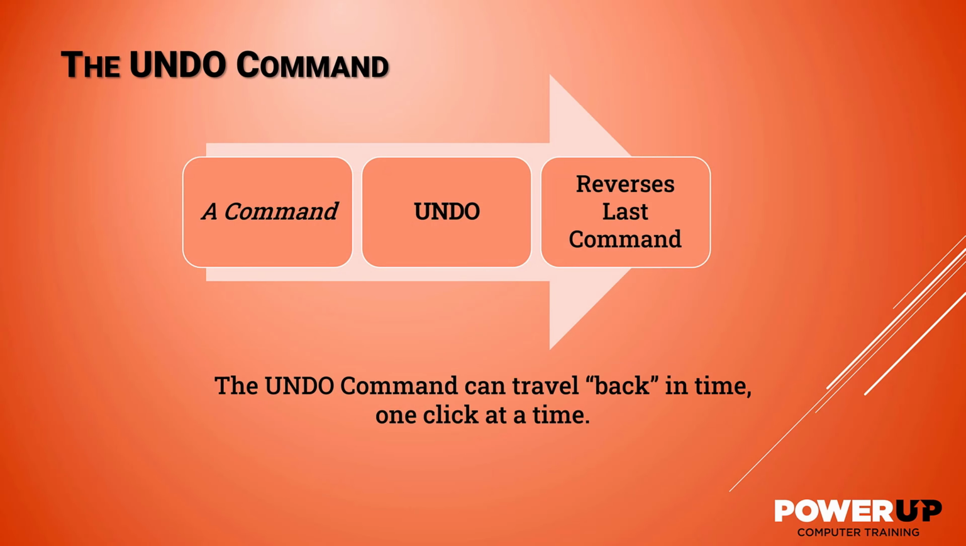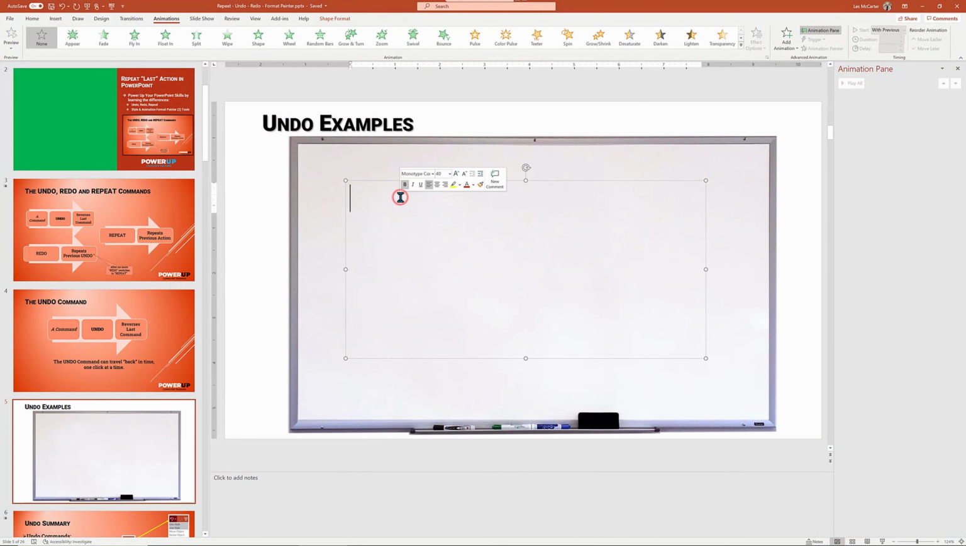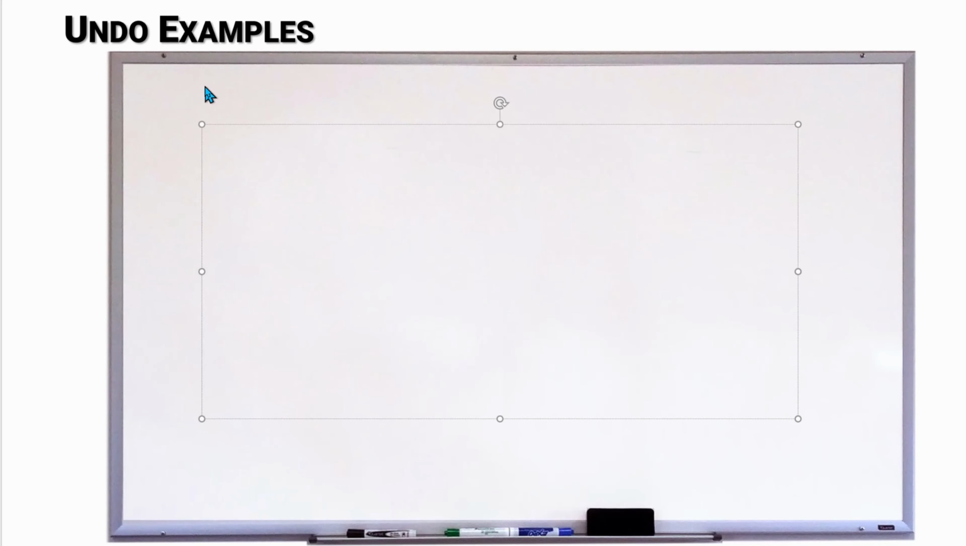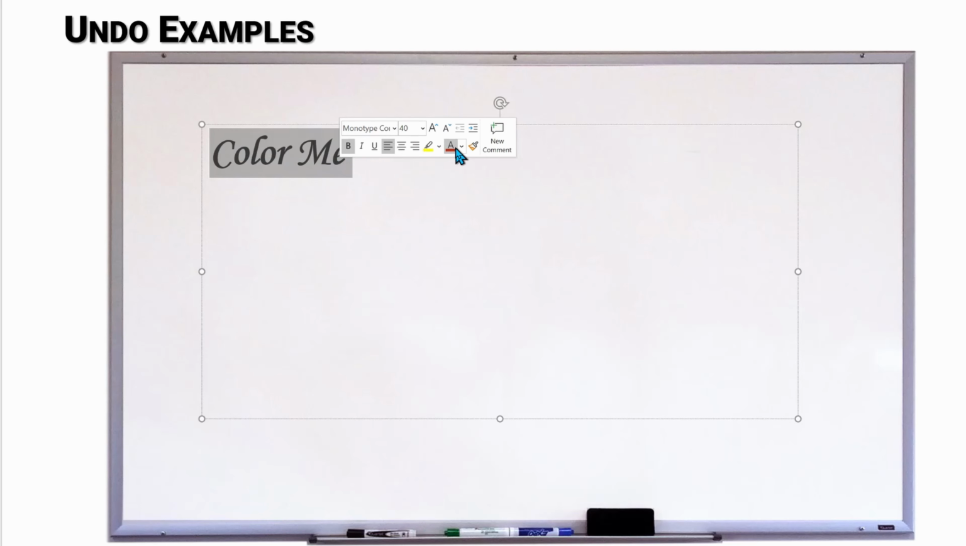Once you issue an undo action, it will undo the last command done. And it can travel back in time by letting you do multiple undos over and over to go farther and farther back. Let's see it in action. We are in PowerPoint's normal view, and I need some actions to undo. First, I will type in some text, and then my second action will be to color it red. And my third action is to underline the text.